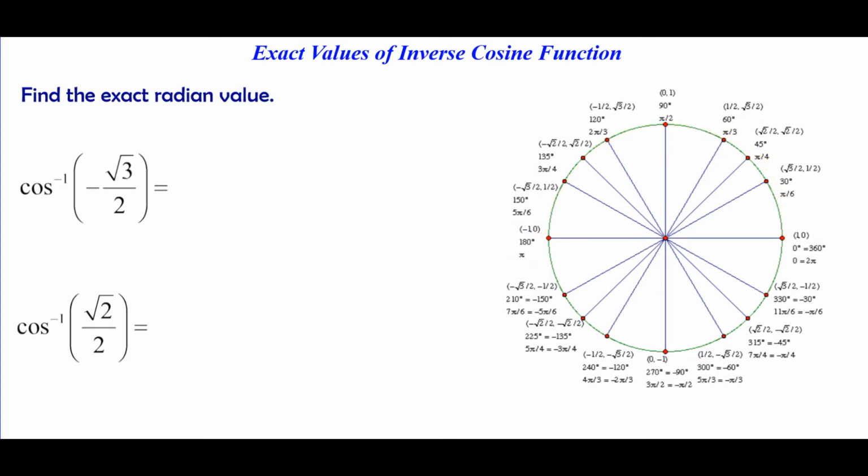Two more examples here. We've got inverse cosine of negative radical 3 over 2. So I'm looking where my x-coordinate is negative radical 3 over 2. So that happens here. Remember, it also happens down here, but that's not part of my inverse cosine range. So remember, these are the quadrants I'm using. So I'm going to use this point here. Radian value is 5 pi over 6. And then my last example here is inverse cosine of radical 2 over 2, and that's happening right here. And again, my radian value there is going to be pi over 4.